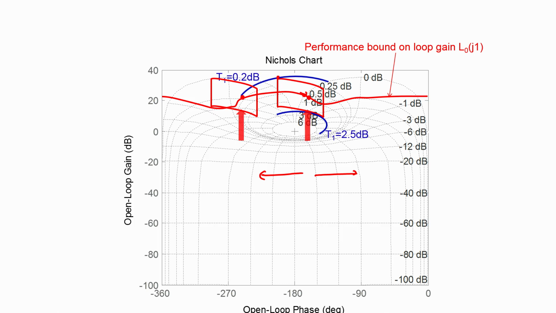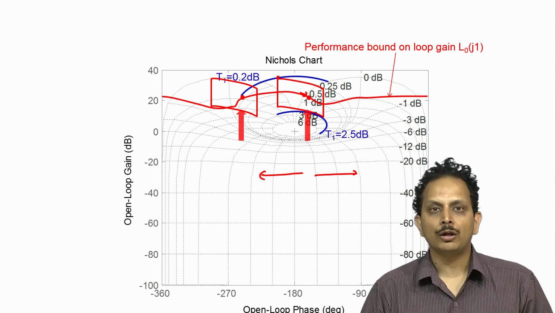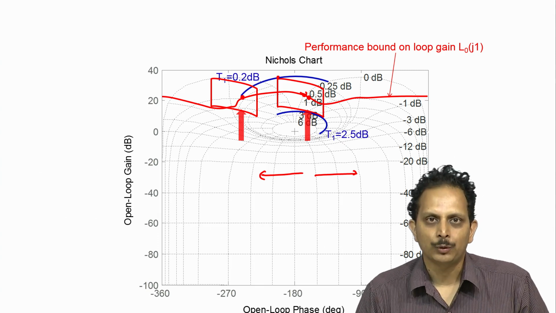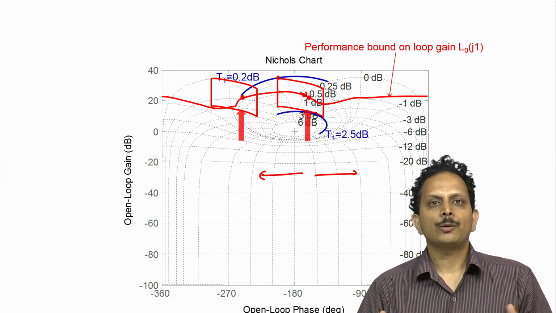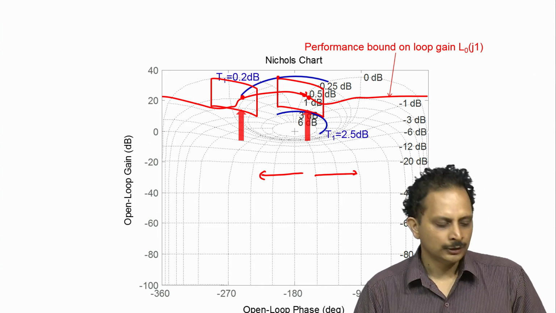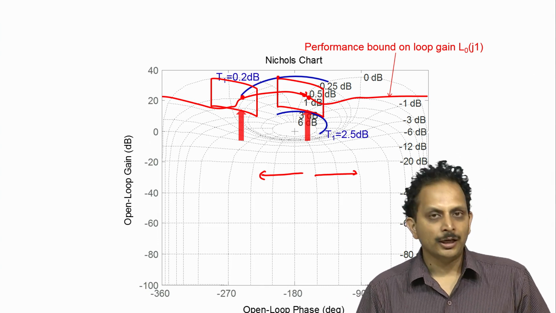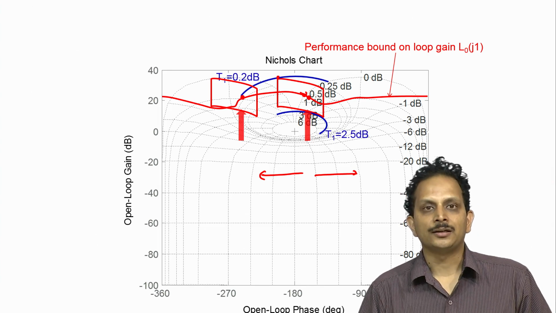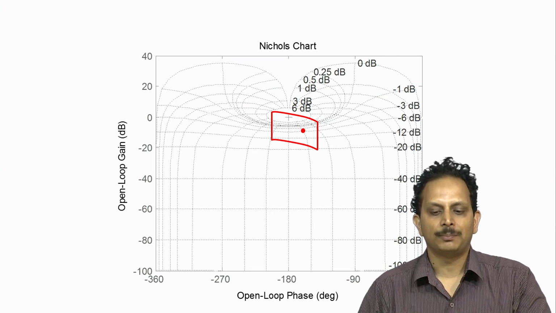Now we do not know whether we would have stability issues at 1 radian per second or not. So it is useful to also determine the stability bound at 1 radian per second and subsequently determine the intersection of these bounds at 1 radian per second. So in order to determine the stability bound, let us return to the original location of the plant template.